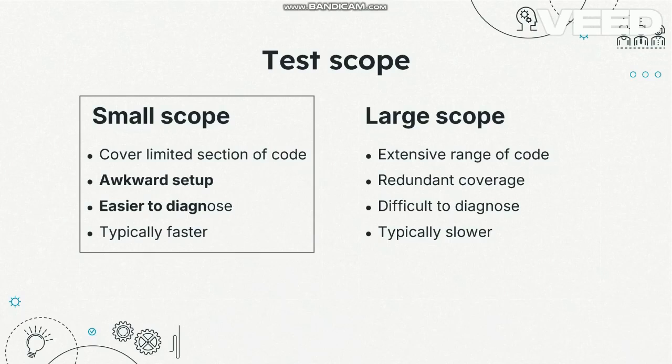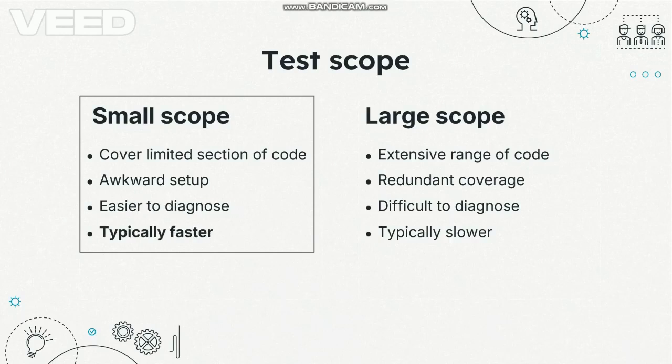With small scope tests, it's easier to diagnose issues since only a limited amount of code is executed, making both the test procedure and results straightforward to understand. This approach is typically faster than broader tests, allowing these tests to run more frequently, giving faster feedback on small incremental code changes.